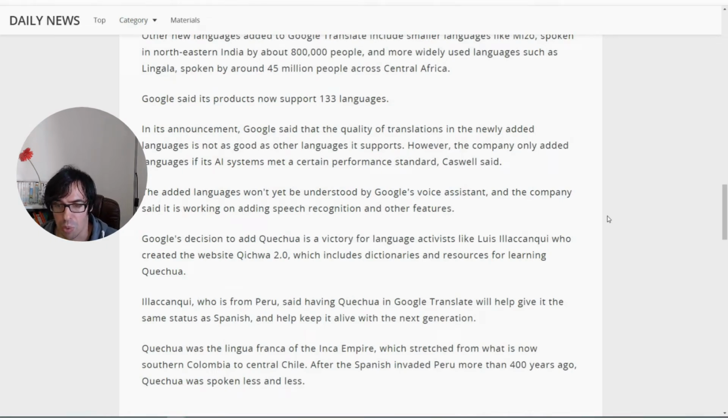Quechua was the lingua franca of the Inca Empire, which stretched from what is now southern Colombia to central Chile. After the Spanish invaded Peru more than 400 years ago, Quechua was spoken less and less. Okay, so that's going to be it for the actual article.